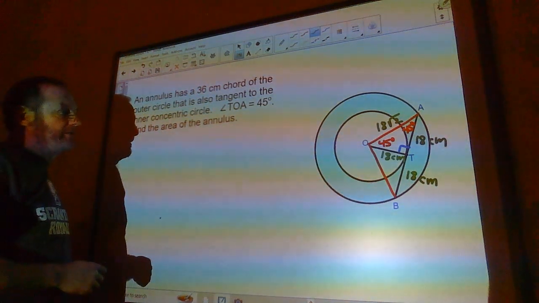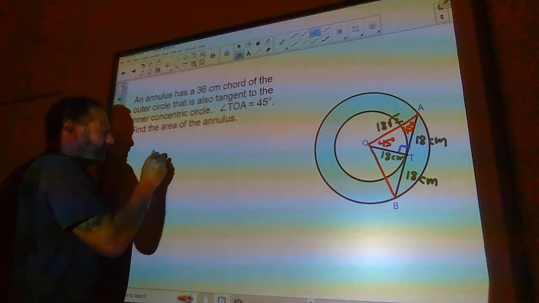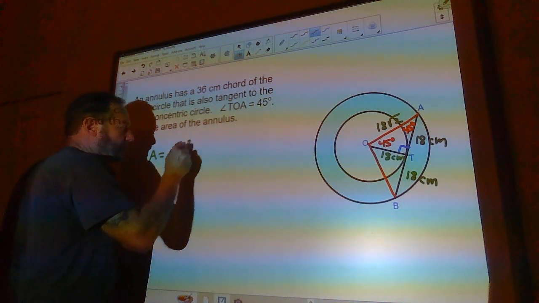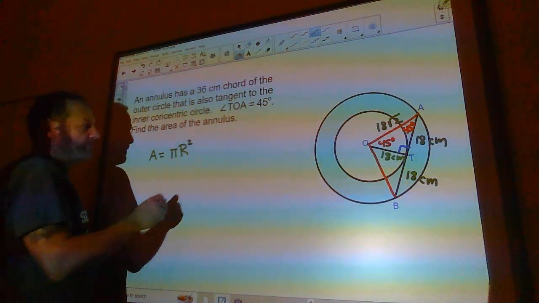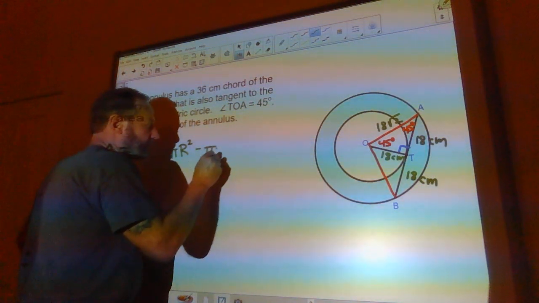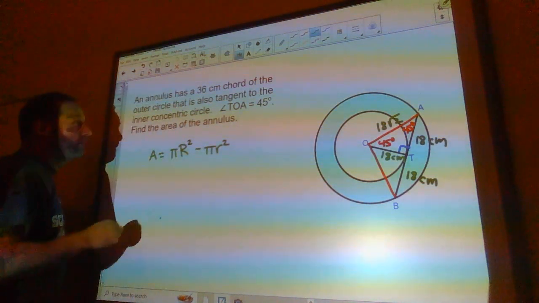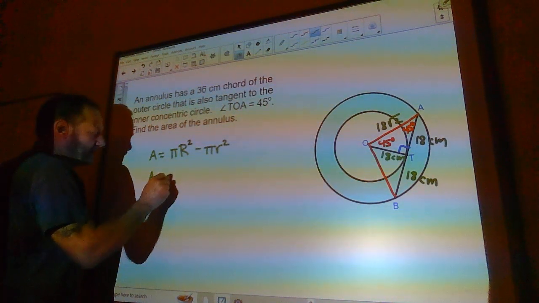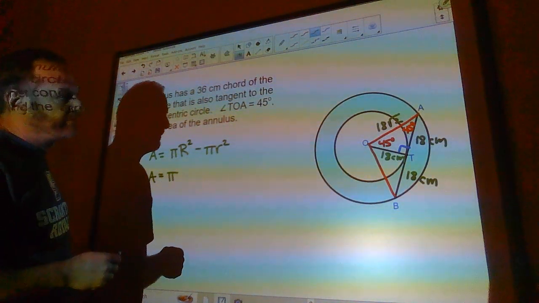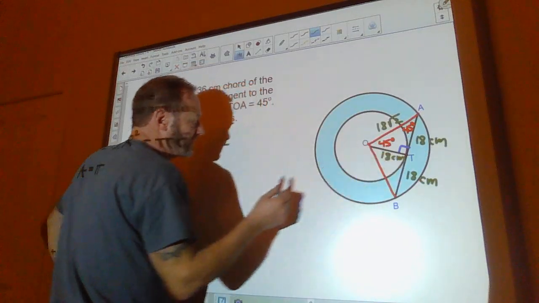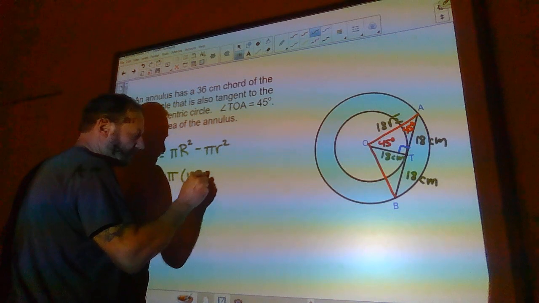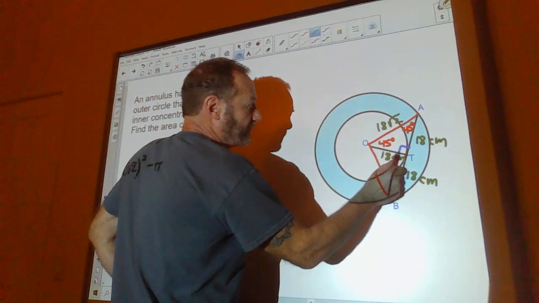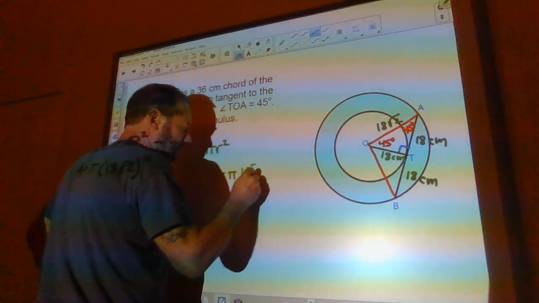And now I can find the area. So what I'm going to do is take that bigger circle. We'll call that pi big R radius squared. And we're going to subtract the area of the little one. We'll call that pi little r squared. Okay? And so the area is going to be pi times the radius of the big circle, 18 square root of 2, so 18 square root of 2 squared, minus pi times the radius of the small circle, which is just going to be 18 squared.